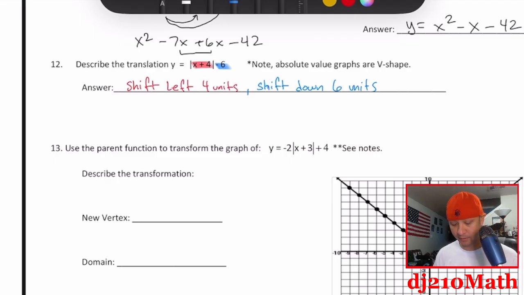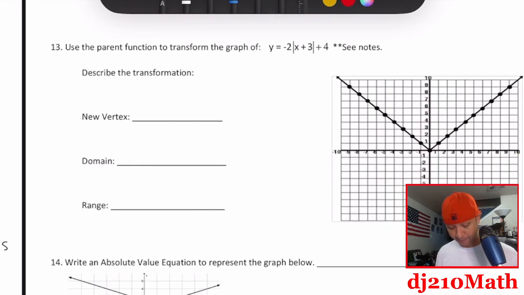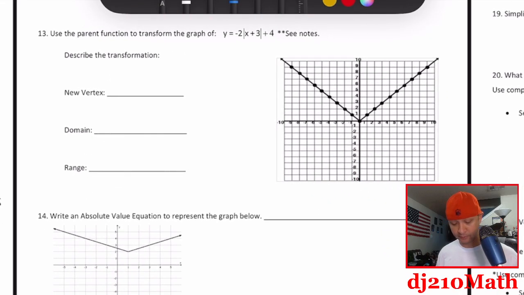So left 4, down 6. There's no other transformations happening. Okay, 13. Use the parent function to transform the graph.